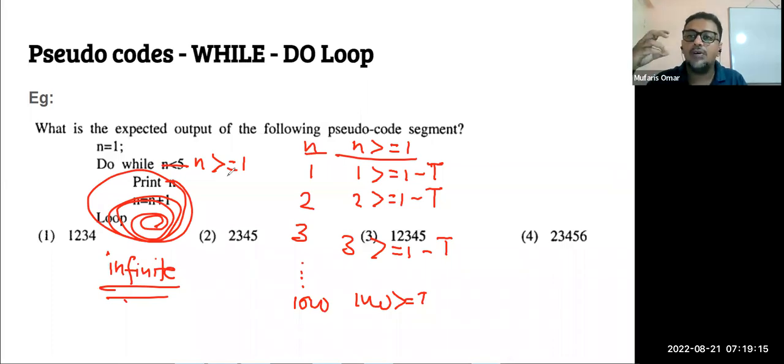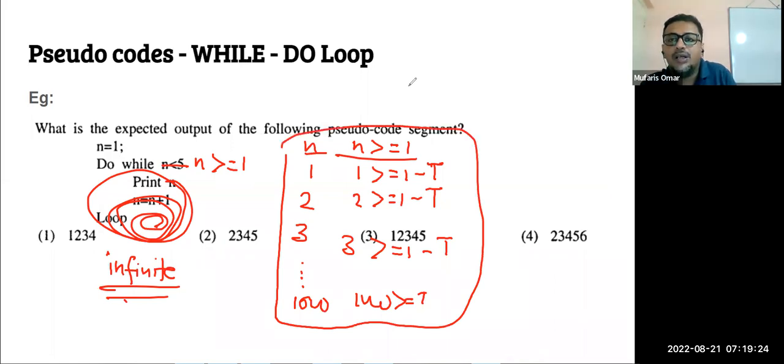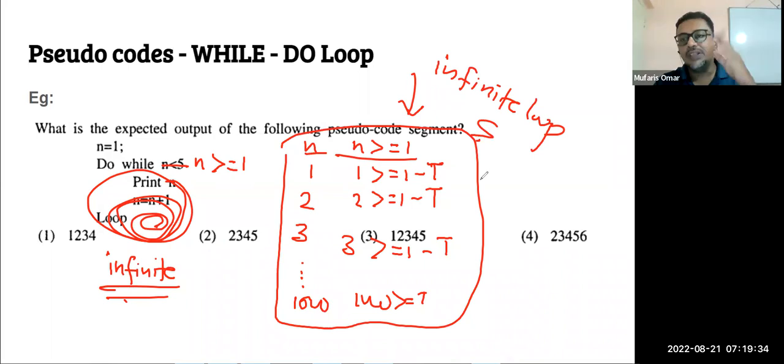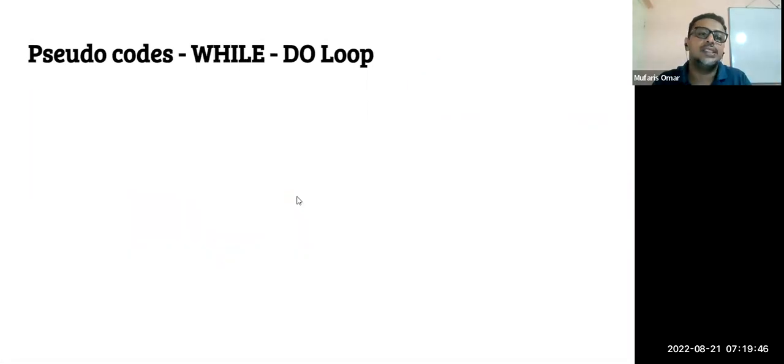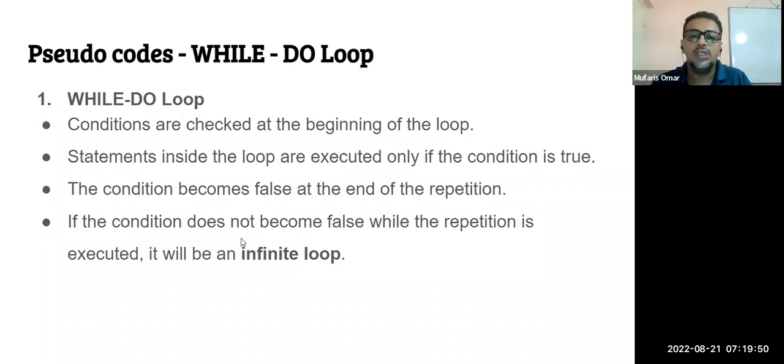In order to end the loop, you should make the condition false somewhere. But in these types of cases, there is no way you can make the condition false. So this is called the infinite loop. Is this clear? If there is no way you can make it false, this is called the infinite loop. That is my last point. If you read the note, the last point says, if the condition does not become false while the repetition is executed, it will be an infinite loop. Is that clear?